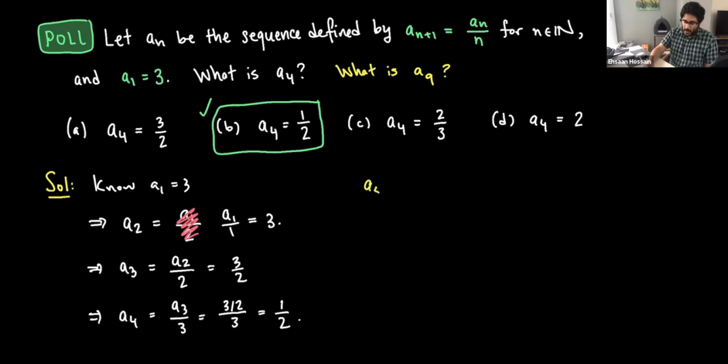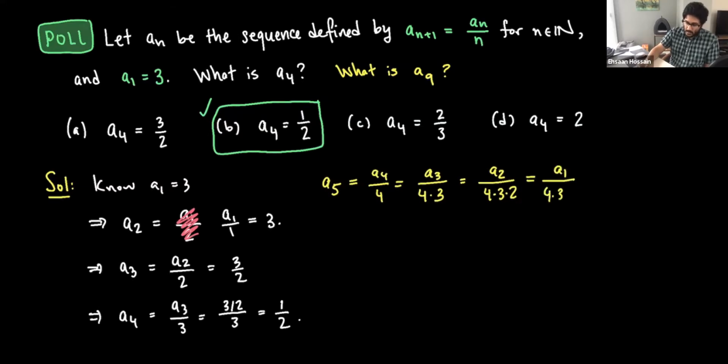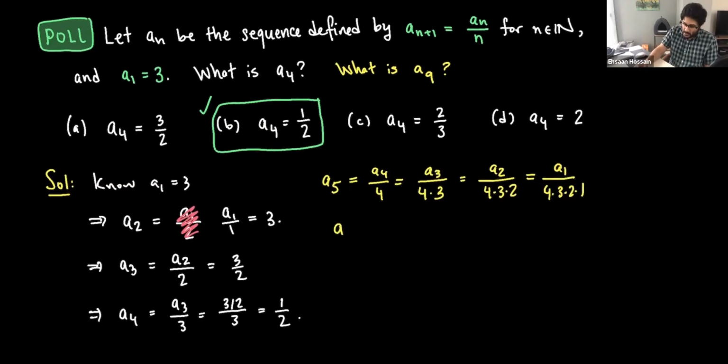Let's see. If I want A5, I can write that as A4 over 4. And A4 I know is A3 over 3. So this is A3 over 3. And A3 is A2 over 2. And then A2 is A1 over 1. See? It looks like I'm just multiplying all these denominators together, and I have A1 on the top, and A1 I know is 3. So I can write this last bit as just 3 over 4 factorial.